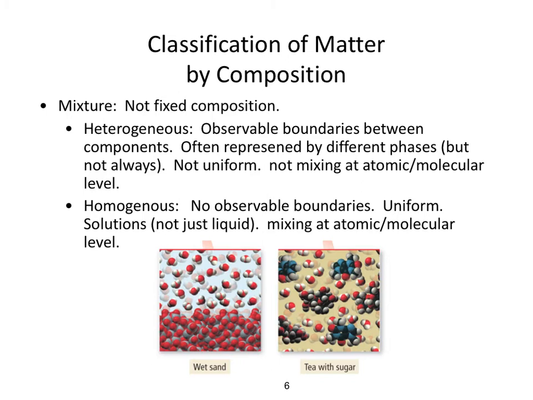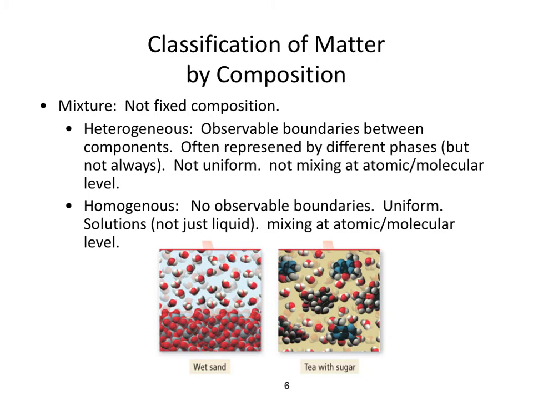And so our mixtures do not have fixed composition, right? I can have more or less sugar in my tea. That's what we mean by variable composition. We have heterogeneous mixtures where there are observable boundaries. The mixture is not uniform. In these mixtures, the mixing is not occurring at the atomic or molecular level.